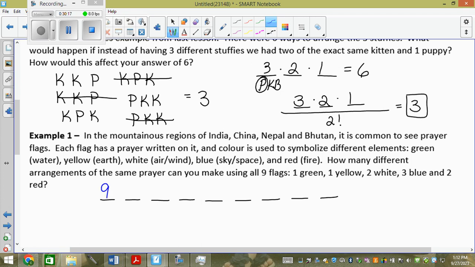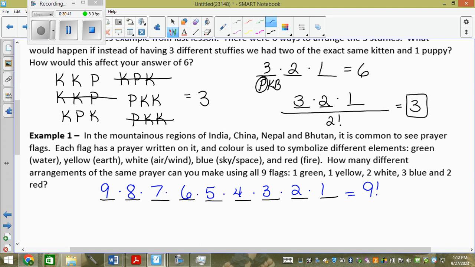Then I leave a flag behind then. 8 then. 7 then. 6, 5, 4, 3, 2, 1. Now that would be the answer if they all looked different. We agree?